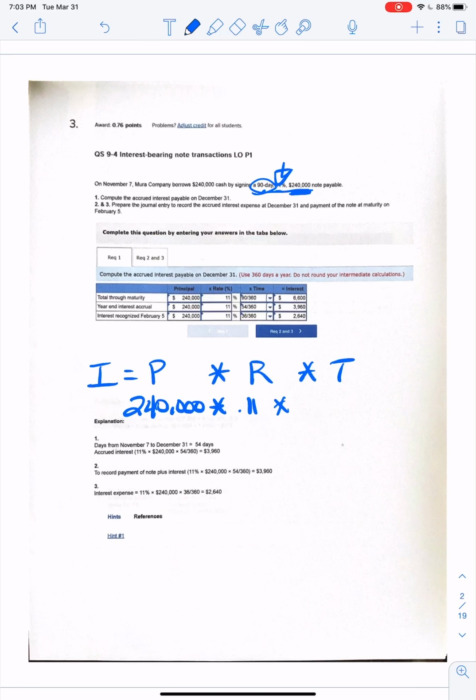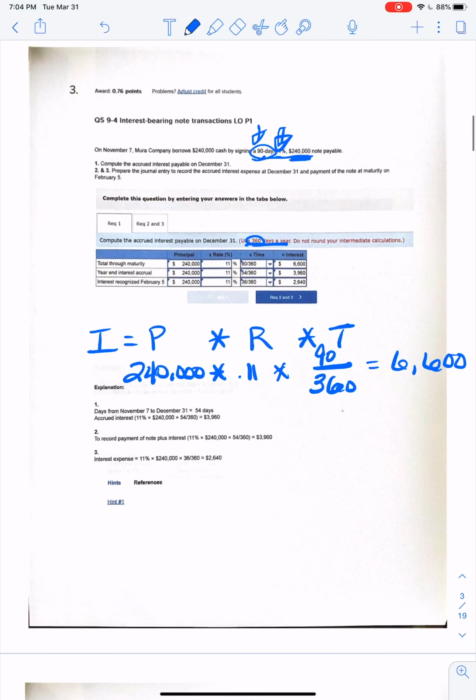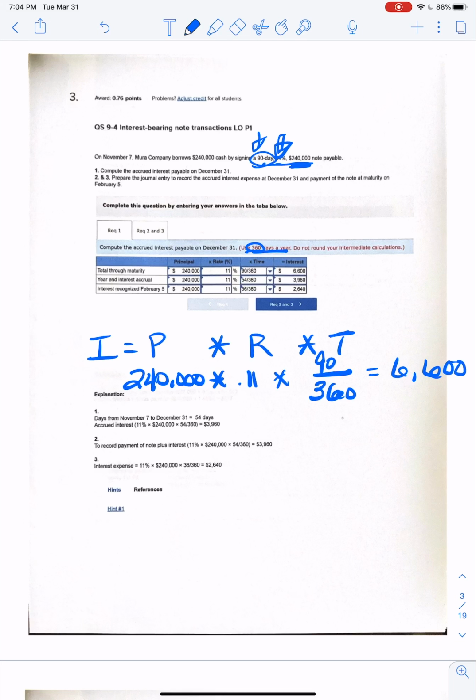If you remember, what we said in class was to always do time over 12 months. That's still true, but in this question, we're not going to do that because this question gave us 360 days in a year to be used. So instead of the 12, we'll use 360. For the time, this is a 90-day note, so we'll take 90 over 360. When I do 240 times 11 times 90 over 360, what I will get is a total interest on this note of $6,600. So that's all that we're going to see there.